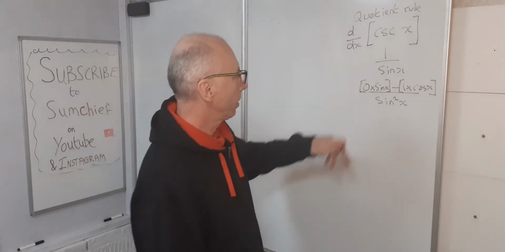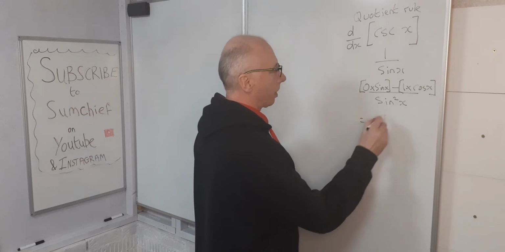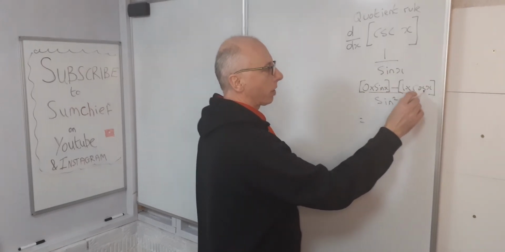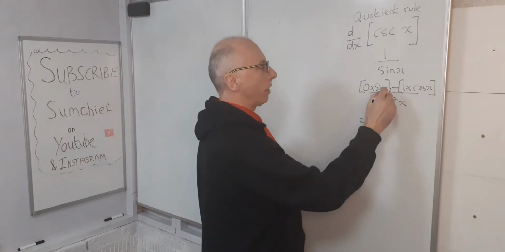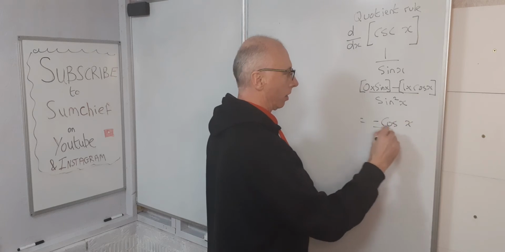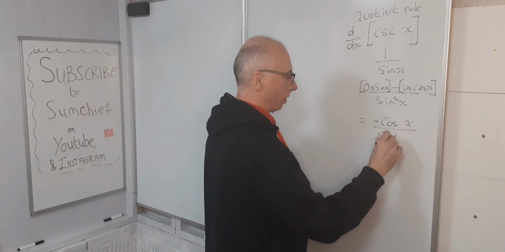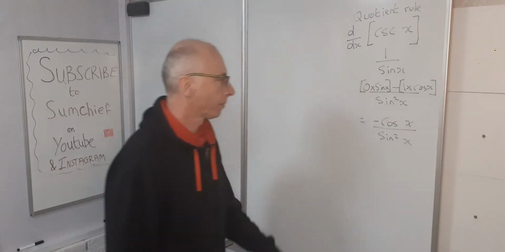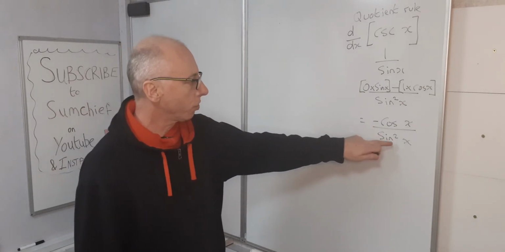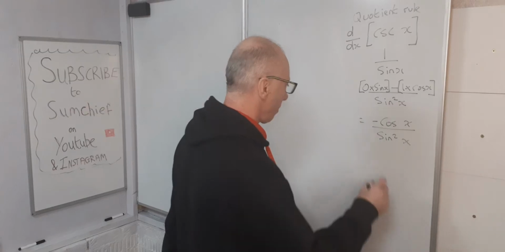Okay, let's simplify this off. So we get 0 minus times sine x, which is 0. 1 times cosine x is just cosine x. So we're left with minus cosine x over sine squared x. Okay, right. We're not sure what this is just yet. So let's just write the sine x twice, see what we got.